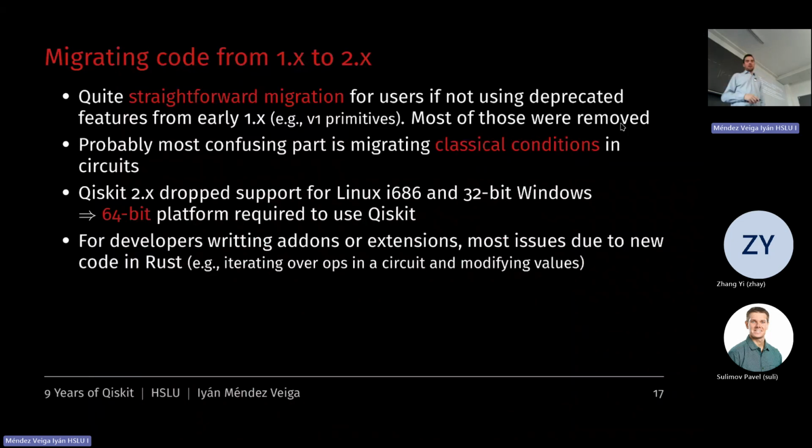Also, for developers writing add-ons or extensions, or in our case, writing this paper, many things broke because they were rewriting things in Rust. We were doing things that we are not supposed to, like accessing some of the parameters of the gate. This was not part of the stable API. Of course, they don't have to guarantee that it will not break, and it did.